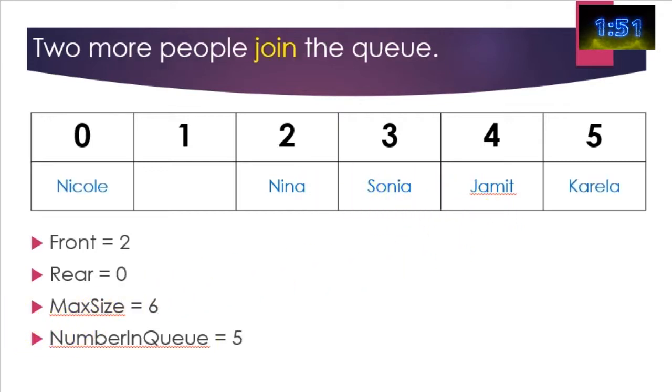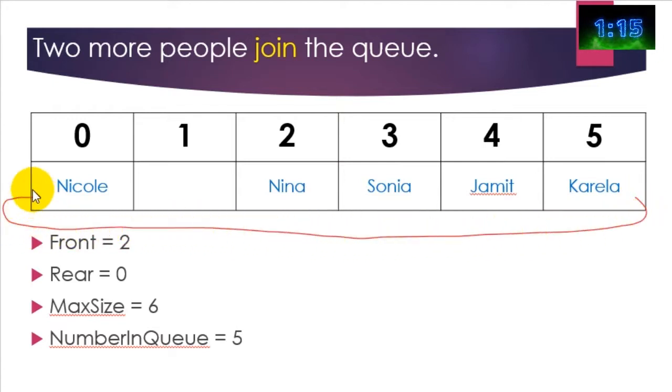Now, let's take a look at this one. 2 more people joined the queue. So, Nina and Sonia are still in there, and Jamit's still in there. However, when 2 new people join, this person is added to the end of the queue, and so is this person. Because it's circular, the next index isn't available here, so it just circles back to the beginning. So the front is 2, which is fine, Nina. The rear is 0 because our queue is Nina, Sonia, Jamie, Karela and then Nicole. So the front is 2 and the rear is 0, because of this circular motion where we go and check out this person here once we've finished with item 5.